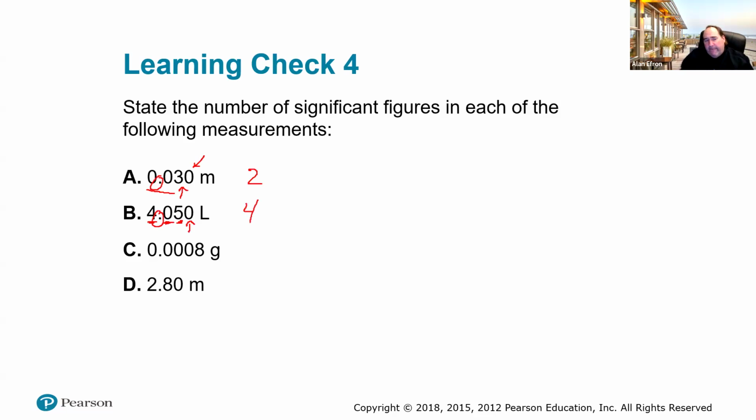So that is 4. Nothing is significant here because we have not started counting until we get to the 8, which would be our only significant figure there, so that would be 1. And significant here are the 2, the 8, and once again the 0 at the end, significant because of the decimal point there, which would be 3. Any questions on any of those?